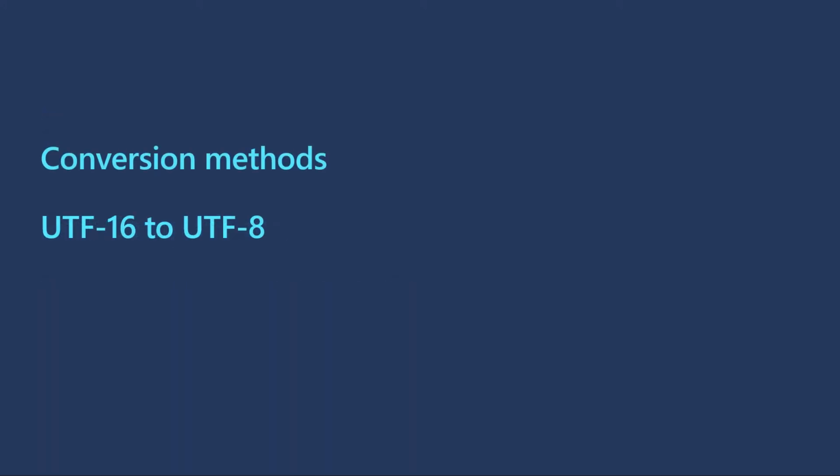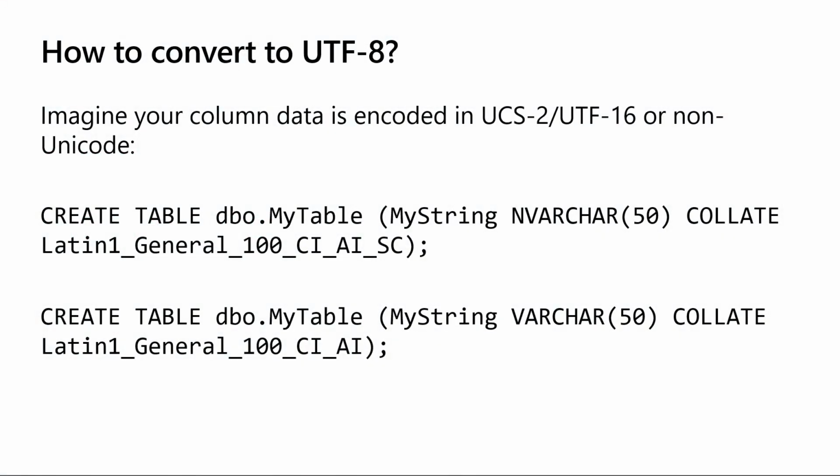Now, conversion methods: how to move from UTF-16 to UTF-8 if you need to. Imagine that your column data is encoded in UTF-16 if it's Unicode, or it's a normal char or varchar and you were not using Unicode. So think about these two tables here. In the top one, I have the nvarchar data type. In the bottom, I have a varchar data type. In the top, I have a supplementary character enabled collation through the SC suffix, and not in the bottom one.